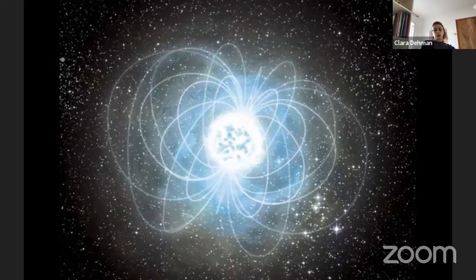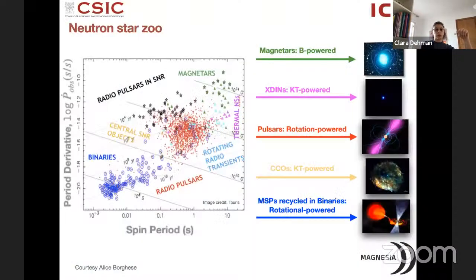Now outside the neutron star we have its magnetosphere. The magnetosphere of a neutron star plays a very important role in explaining several observational properties. So let's describe a bit the observational properties of a neutron star. Neutron stars come in different flavors, and we classify them according to their primary source of energy, or their energy reservoir that powers their emission.